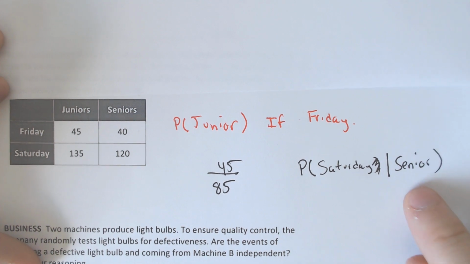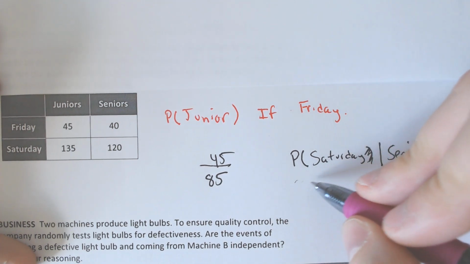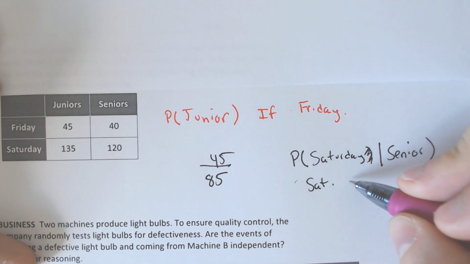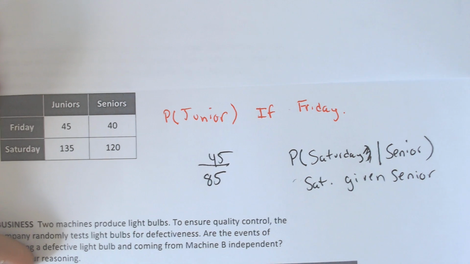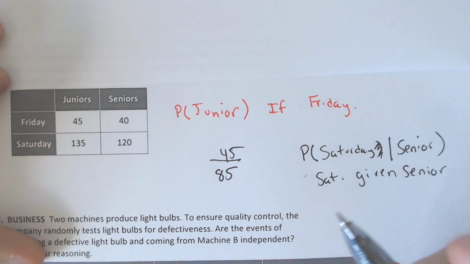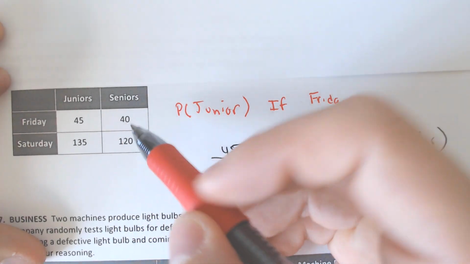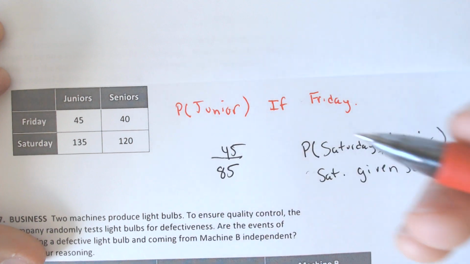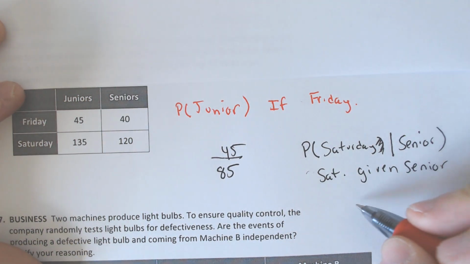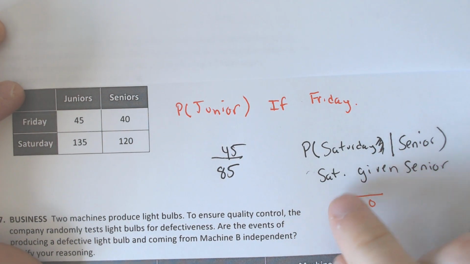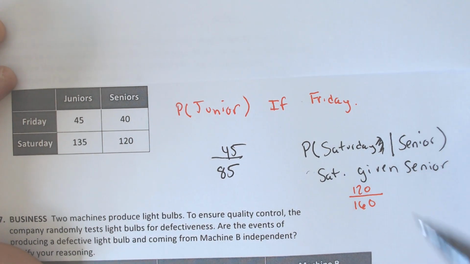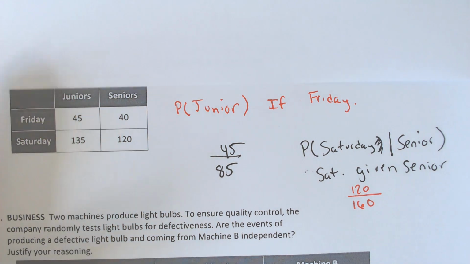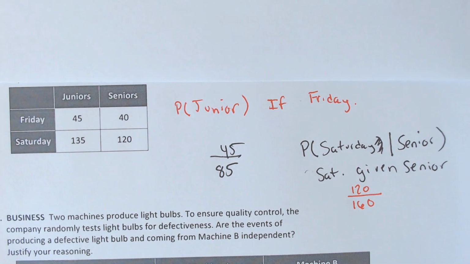Okay, so this means find the probability that you are there Saturday given you're a senior, or if you're a senior. So you're going to make the total out of the seniors. So there is a total of 160 seniors. That would be the bottom of the fraction. And how many people were there on Saturday out of that? 120. So it'd be 120 out of 160. Yes, of course, you could simplify it. I like to sometimes keep it in the raw form. That way it stays that way.